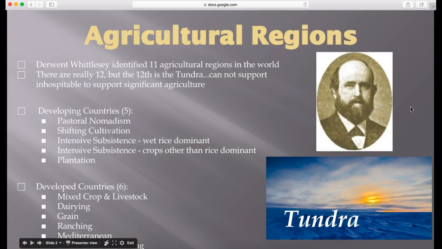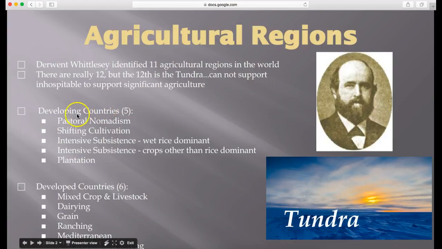Derwent Whittlesey, an old geographer, basically identified that there were 11 different regions in the world that could actually sustain solid agriculture. The one that couldn't is the tundra, so technically there are 12, but overall, really, we're only going to look at 11. 5 of them are in developing countries, and 6 are going to be in developed.